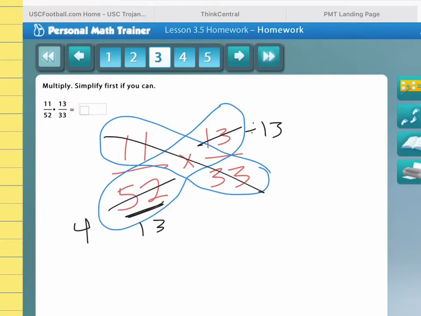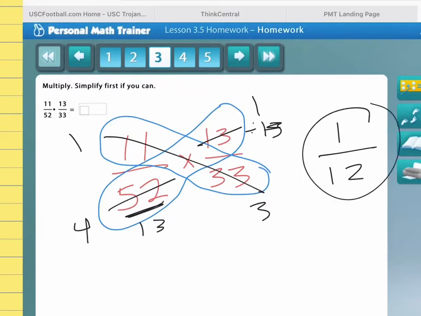11 and 33 has a factor of 11, so that's 1 and 3. So this turns into 1 on the numerator and 12 on the denominator. So 11/52nds of 13/33rds simplifies down to 1/12.